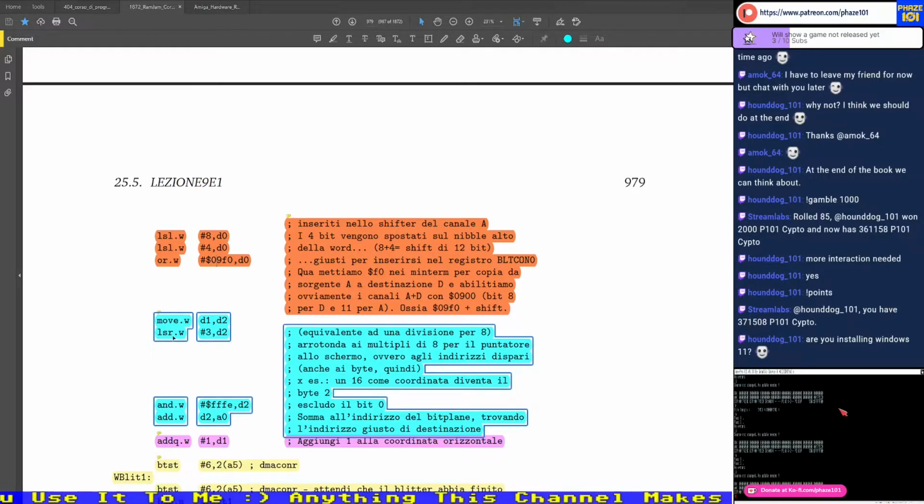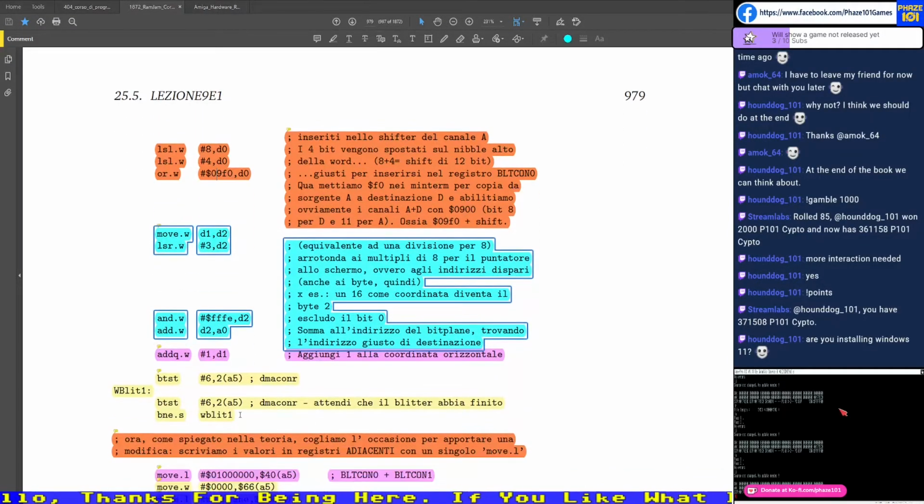So we shift 4, and we know that we have to be in the byte where this calculation gives us, which is 12 bytes, 6 words. That is how he is calculating the address where we need to have our bob, where we need to blit, basically.